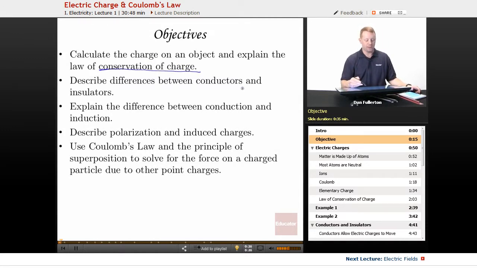Describe differences between conductors and insulators. Explain the difference between conduction and induction. Talk about polarization and inducing charges or induction. And use Coulomb's Law and the principle of superposition, which is going to come up a lot in this course, to solve for the force of a charged particle due to other point charges. So with that, why don't we dive in and let's start talking about electric charges.